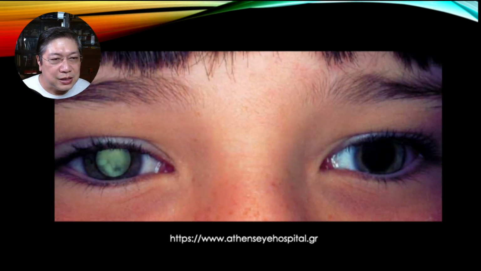Now, this is a boy with retinoblastoma. If you look closely, at first glance you'd think, oh, it's cataracts. The boy has cataracts because of that white pupil. Unfortunately, this is actually retinoblastoma, and treatment for this particular patient would be enucleation.